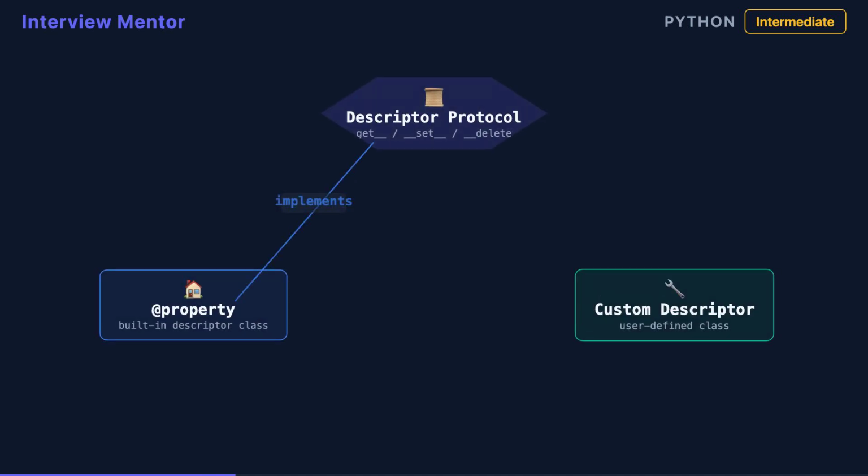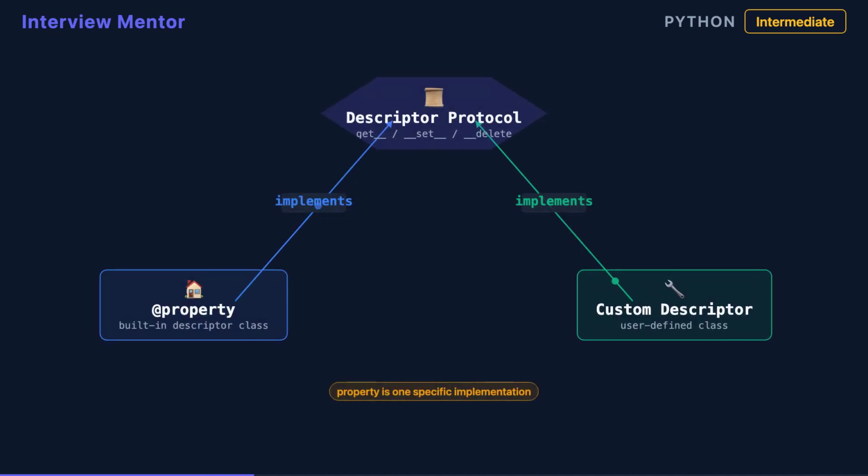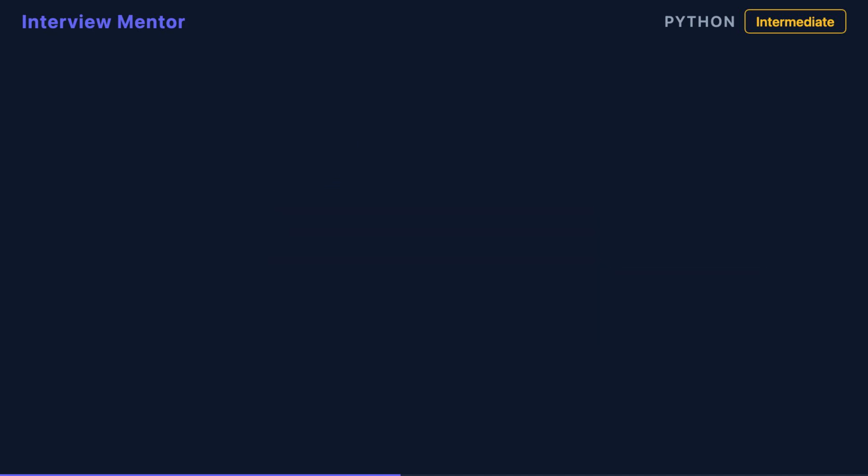Here's where it clicks. The built-in property class is itself a descriptor. When you decorate a method with @property, Python creates a property instance on the class, not the instance. And that object implements __get__, __set__, and __delete__ internally. Every access goes through those methods automatically. Property isn't magic. It's a well-designed descriptor that ships with Python.